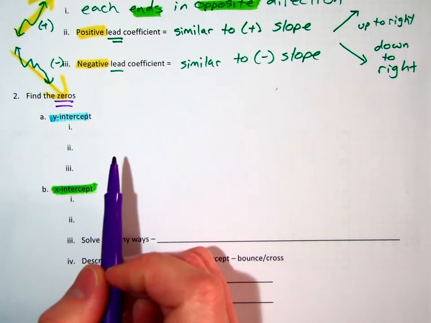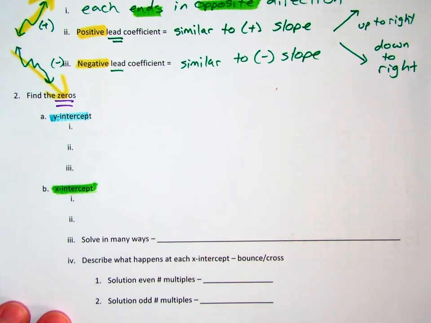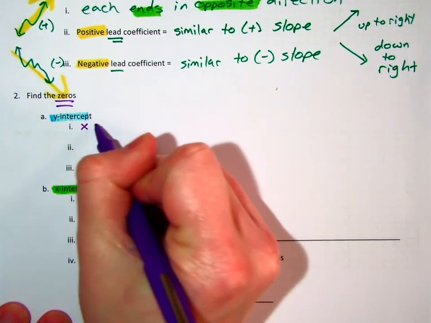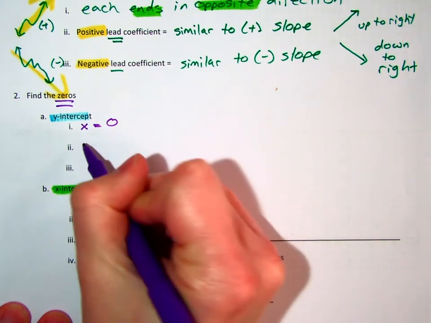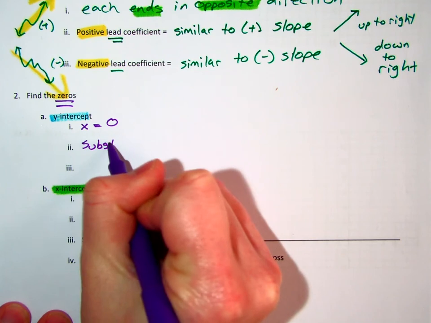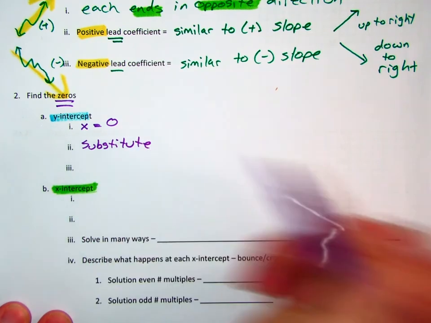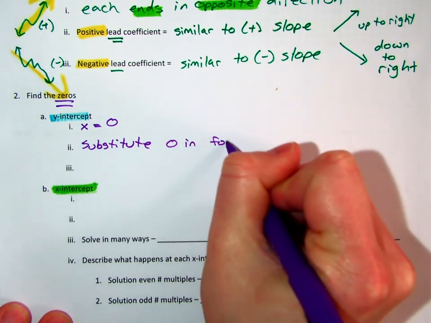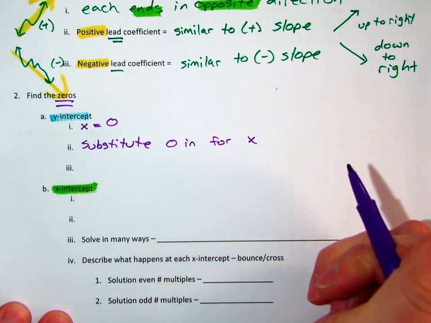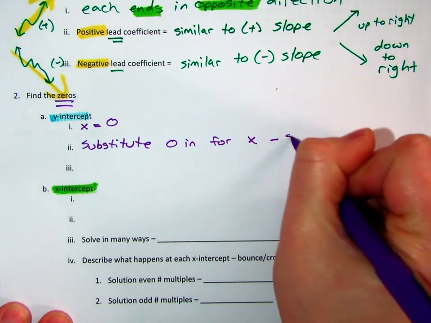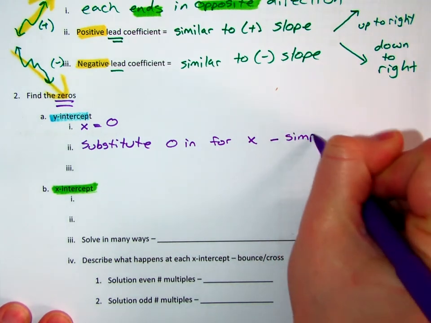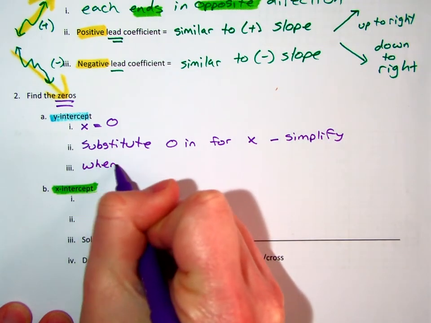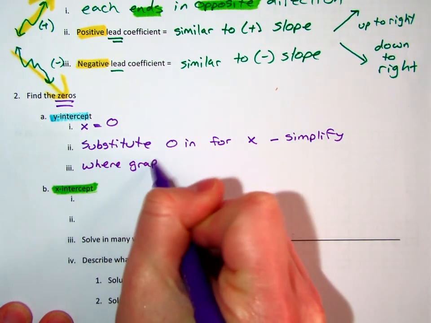So when we're trying to find the y-intercept, I kind of like to remember this as the opposite thing is 0. So if I'm looking for a y-intercept, that means my x is 0. So all I need to do is substitute 0 in for x and then simplify. And this will tell you where the graph crosses the y-axis.